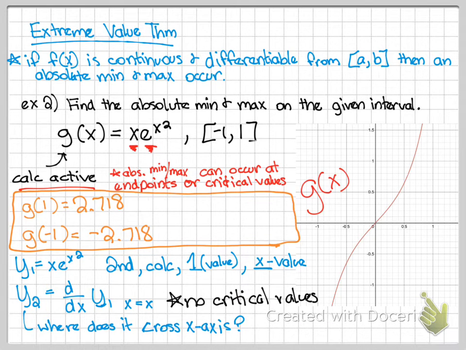So I could say regarding g of x that the absolute max is 2.718, and that occurs at x equals 1. Remember, it is the y value, it occurs at the x value. My absolute min is -2.718, and it occurs at x equals -1. So that's an example of the extreme value theorem for you.